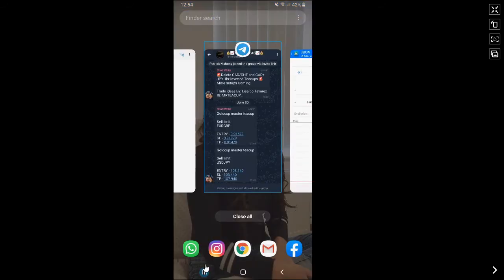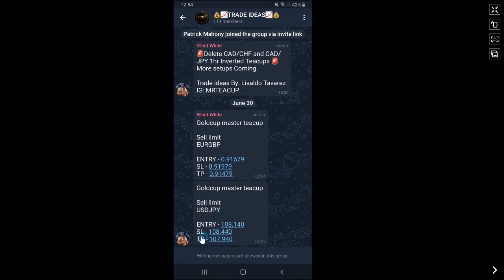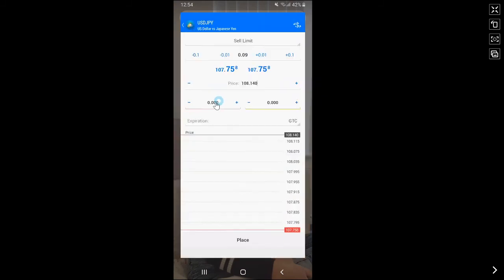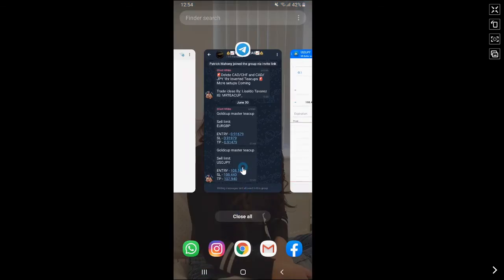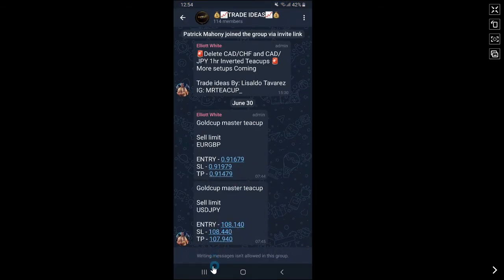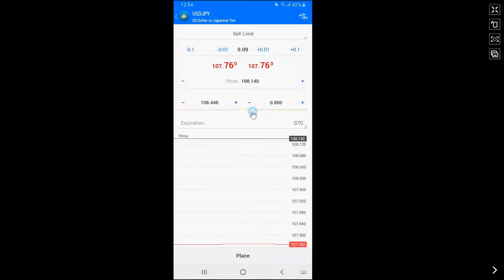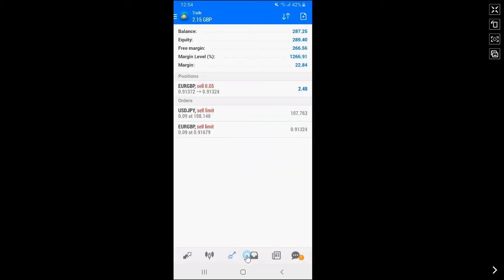Now we're after the stop loss. Stop loss is 108.440. And the take profit is 107.940. So if you click place, that is now showing that that sell limit is ready. So that's how you place a trade.